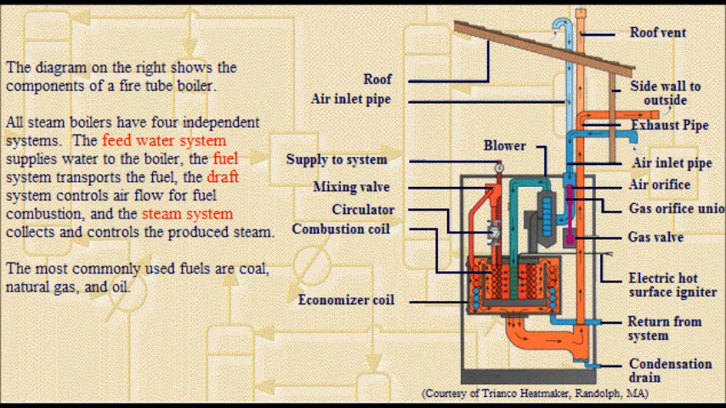The feed water system supplies water to the boilers, the fuel system transports the fuel, the draft system controls airflow for fuel combustion, and the steam system collects and controls the produced steam. The most commonly used fuels are coal, natural gas, and oil.